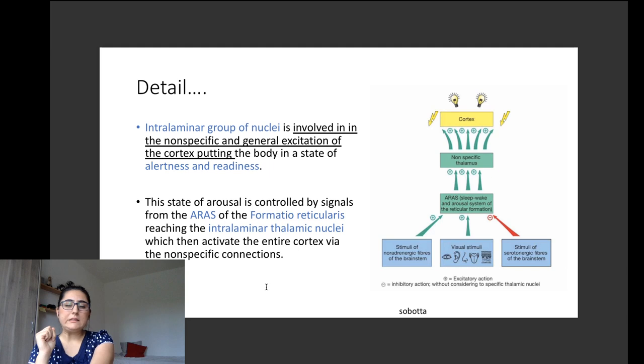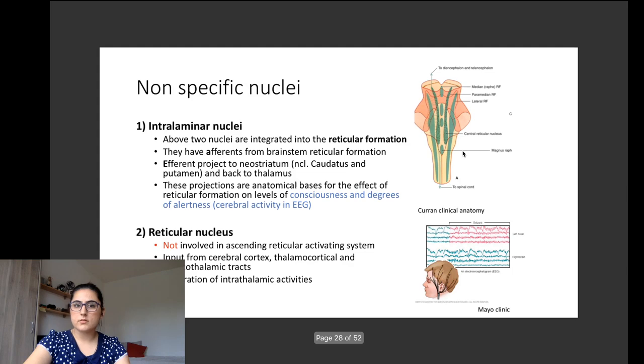This is a visual representation of what I wanted to explain regarding this nucleus. It's a detail. You do not need to be able to draw this in the exam. The only reason I put this from Sobota for you is that some of you are visual learners like me, so maybe you can use this to really understand what's going on. So this is my non-specific thalamus here, and this guy is my intralaminar nucleus.